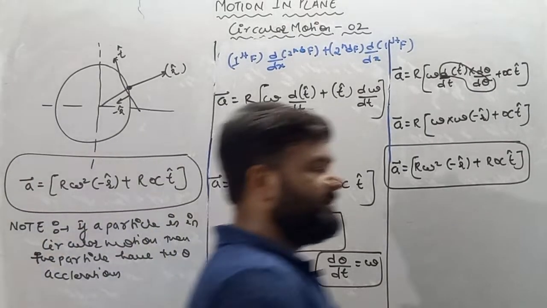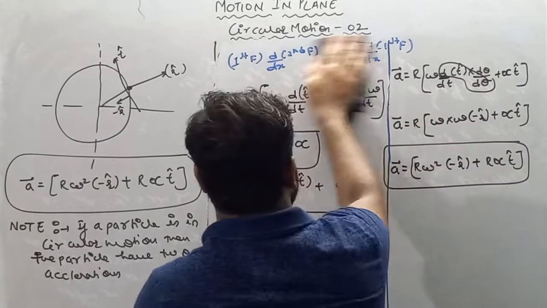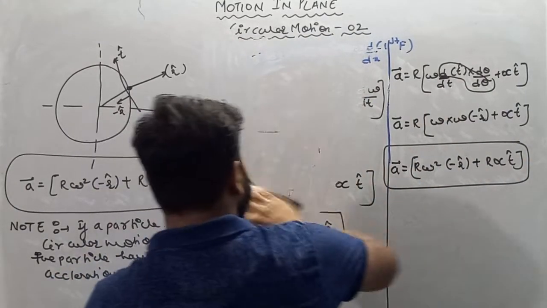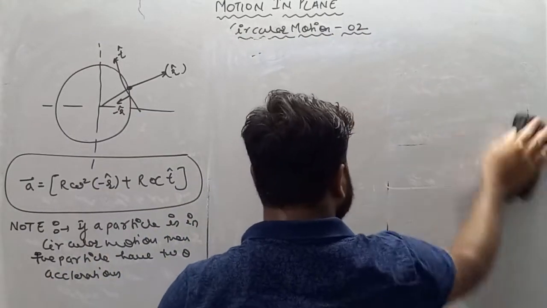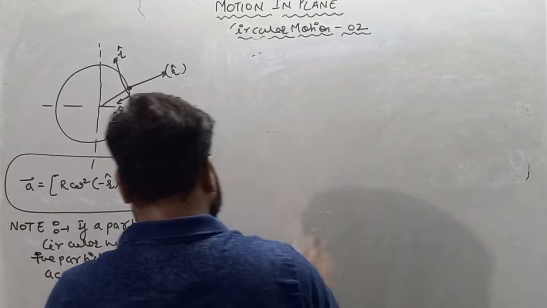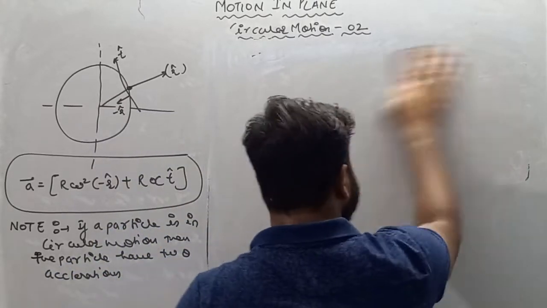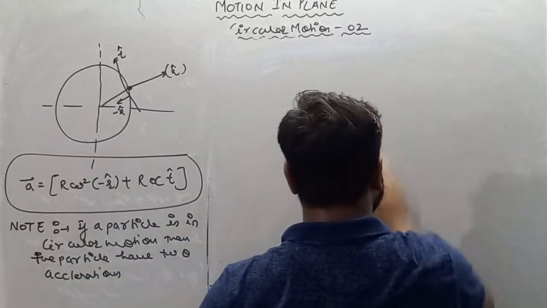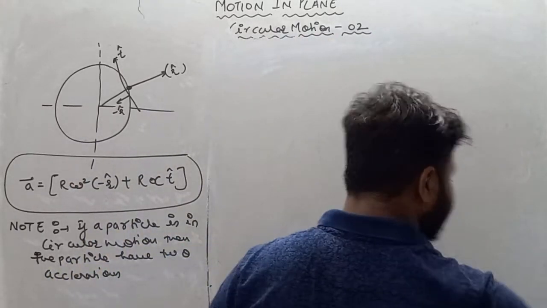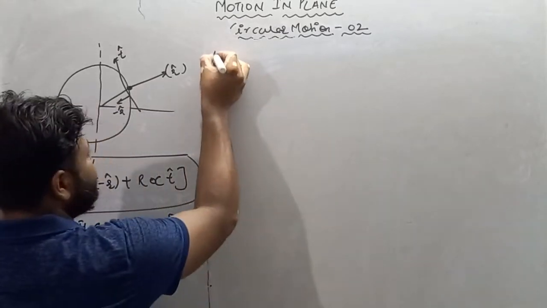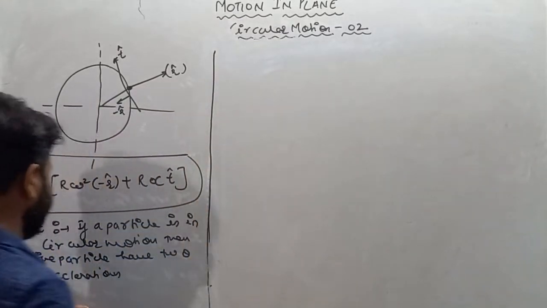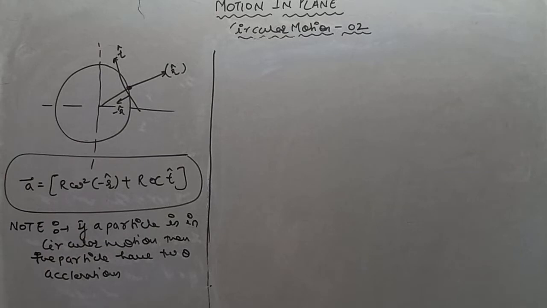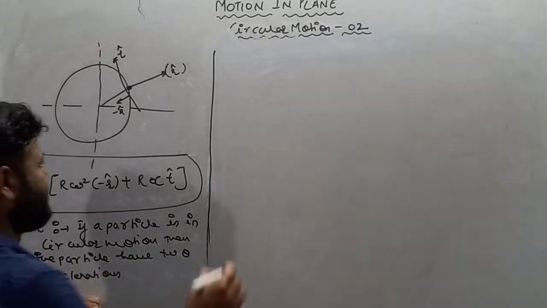One is called tangential acceleration. My dear student, one acceleration is called tangential acceleration and the other acceleration is called centripetal acceleration. Why centripetal? Because the second acceleration is acting towards the center. That's why that acceleration is called centripetal acceleration. So I'll write here, if a particle is in circular motion, then the particle has two accelerations.